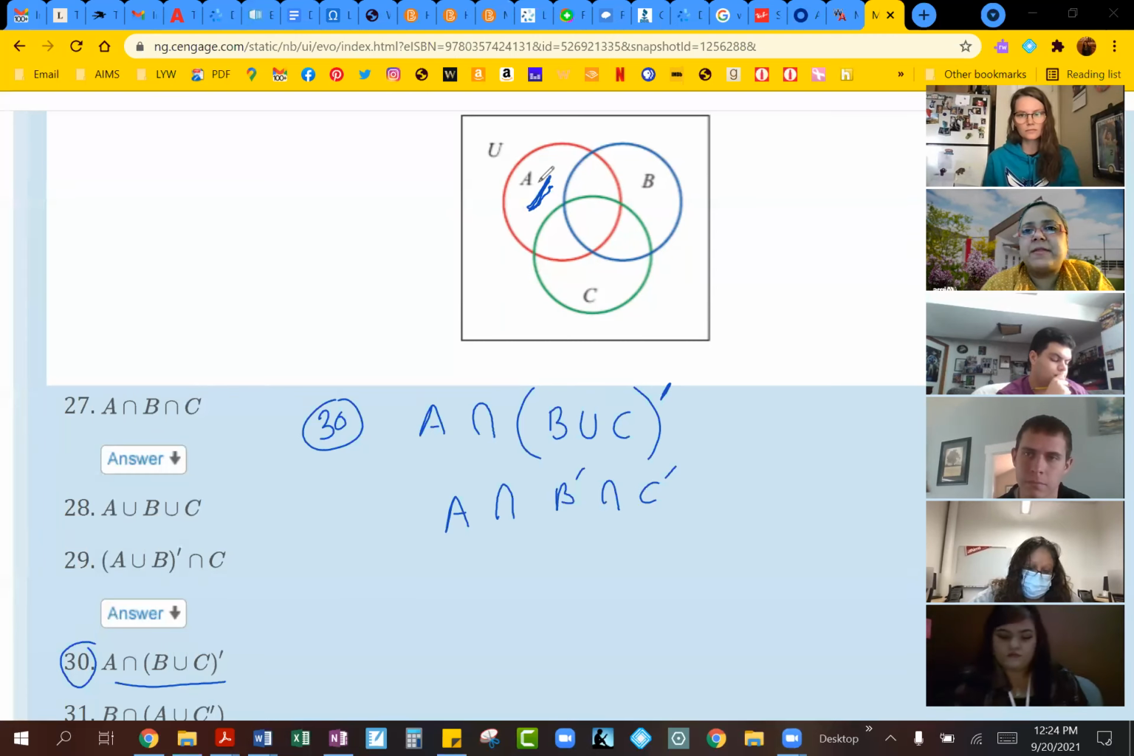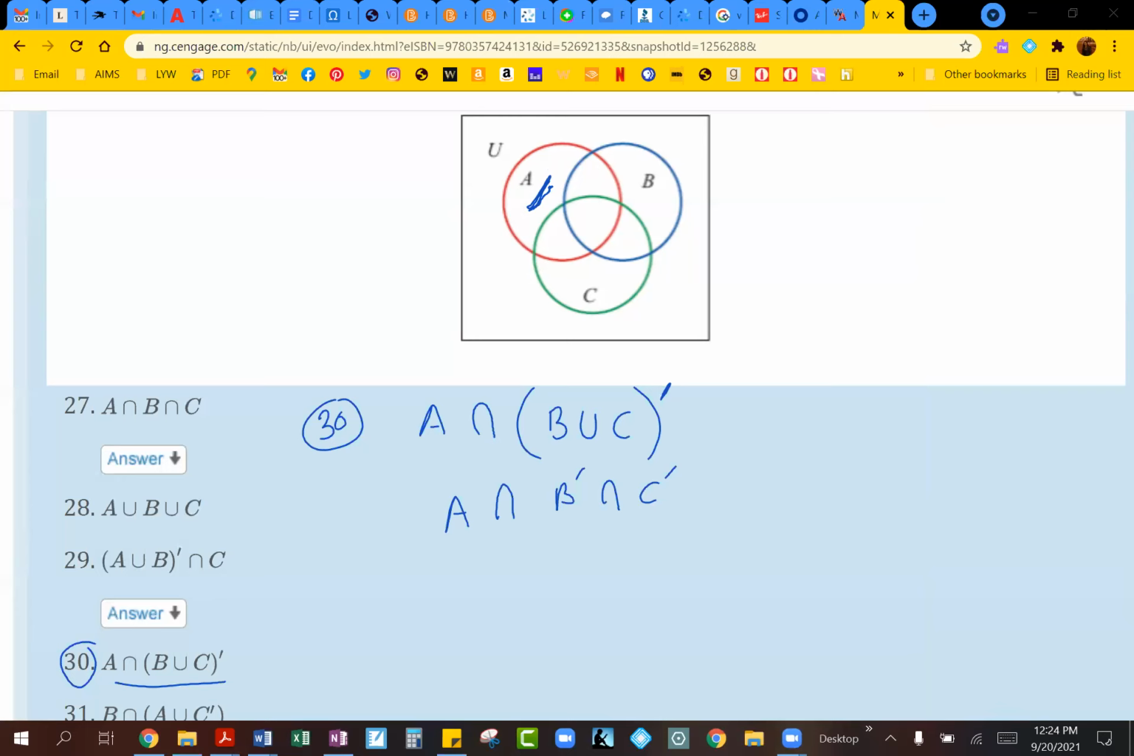All right, so let's think about this, guys. Take it step by step. We know they're talking about including all of A, right? Because that's saying A intersected with these other circles. So let's use some color over here. So A, of course, is going to be all of this circle here, right?